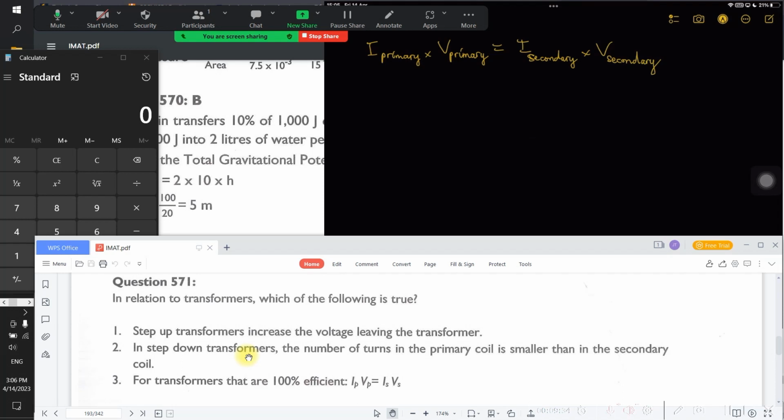So I and V, intensity times voltage, this one is going to be power at the primary coil. And this one is power at the secondary coil. So it means that there's no power loss at all after you pass through the transformer because it's 100% efficient, right? So number 3 is correct.